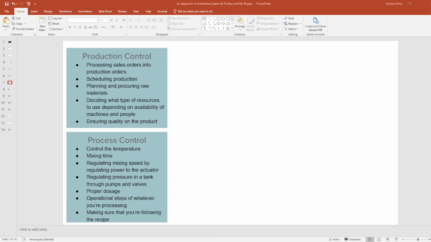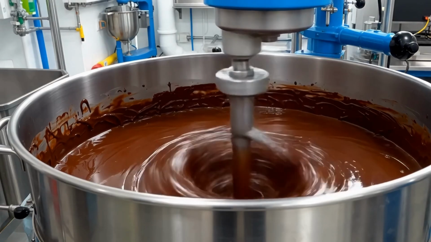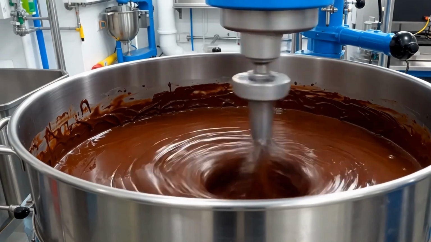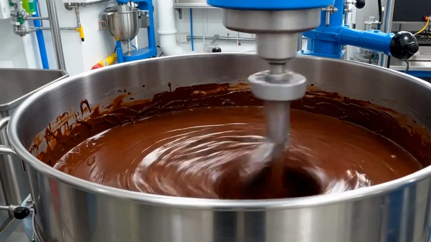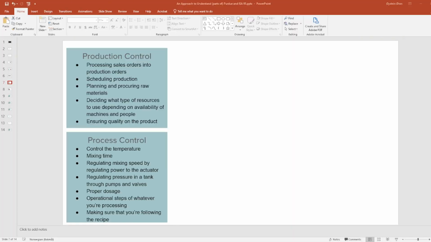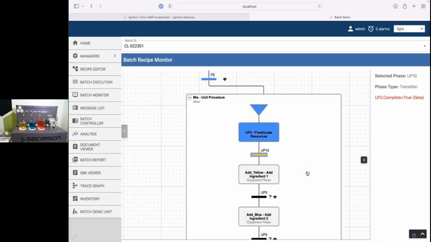By process control, I'm referring to things like having control on the temperature, mixing time, regulating mixing speed, regulating pressure in a tank with pumps and valves, proper dosage, controlling operational steps, and making sure that you're following the recipe to ensure proper quality.